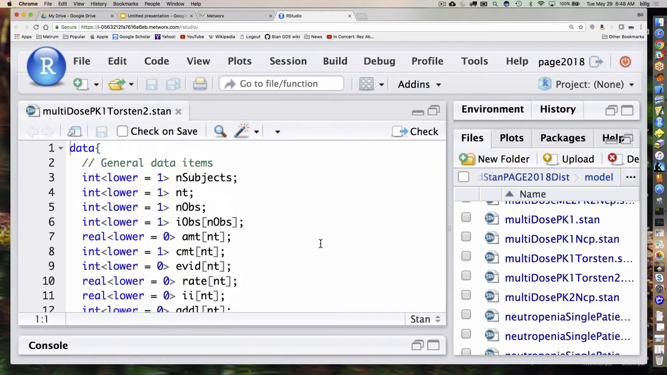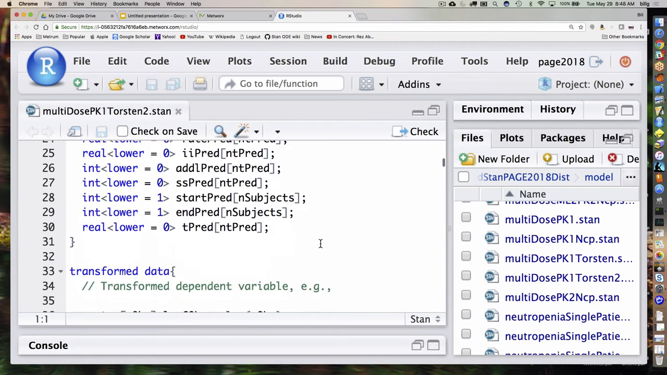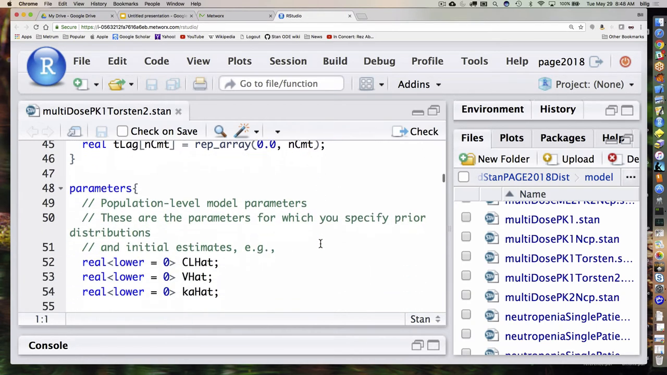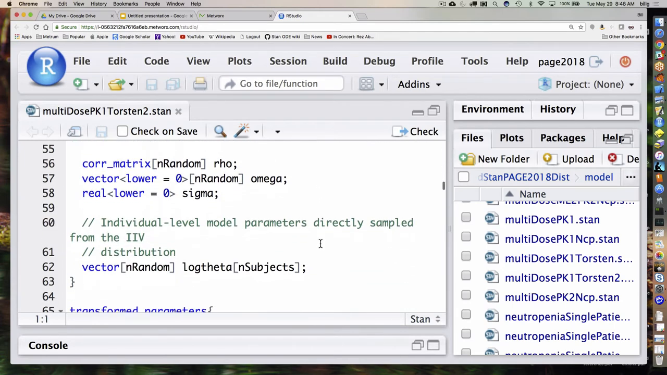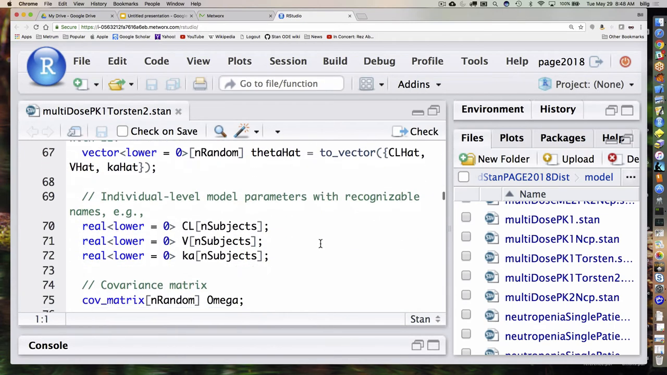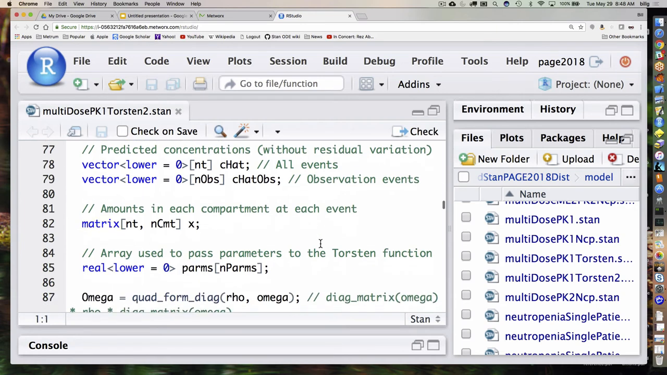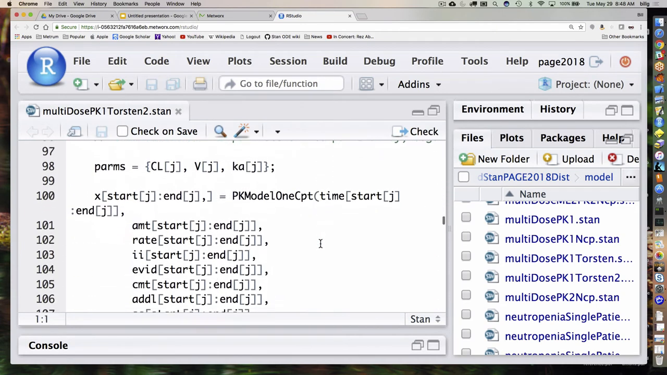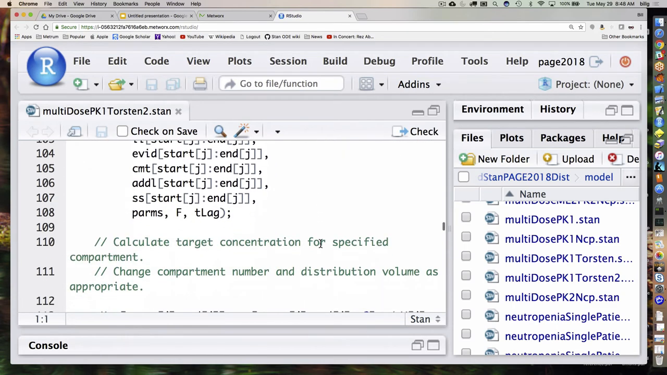Now most of this is like before, when we did the multi-dose PK1, and in fact we did the initial Torsten 1 too. So you've seen that implementation in here. Actually, I'm trying to remember what's different about 2 compared to 1. I honestly don't remember why 2 is different than 1. Sorry, while I take a quick peek.